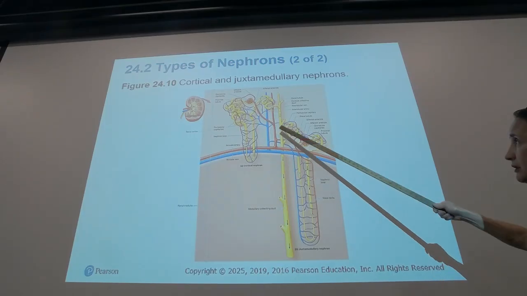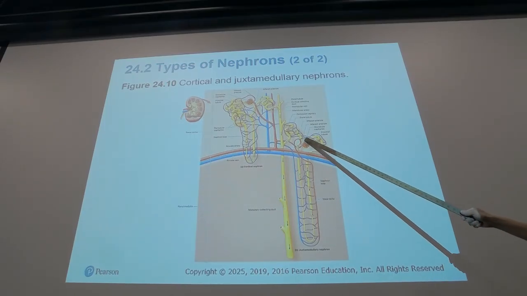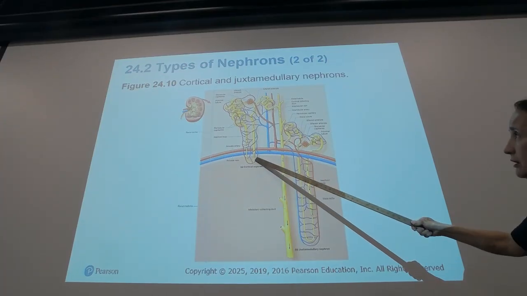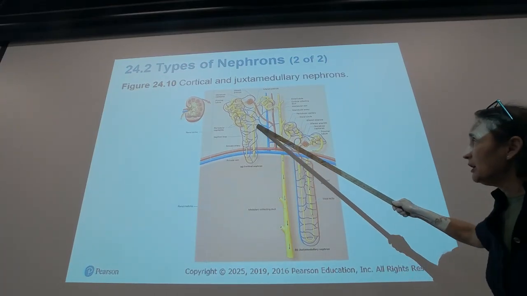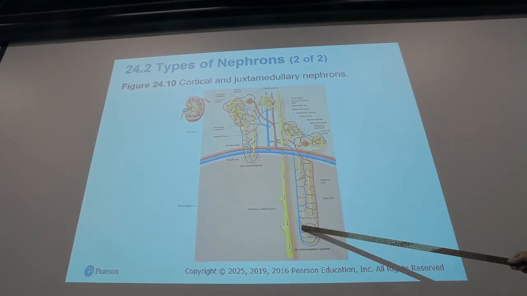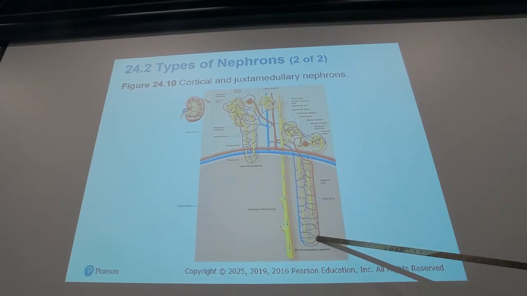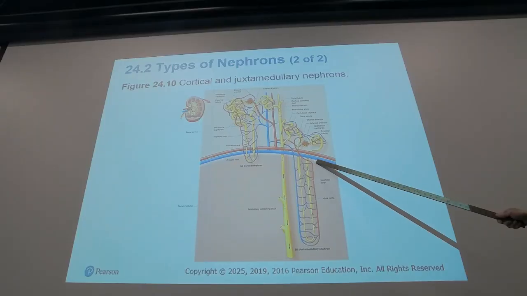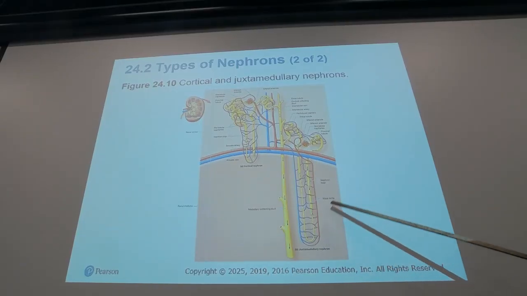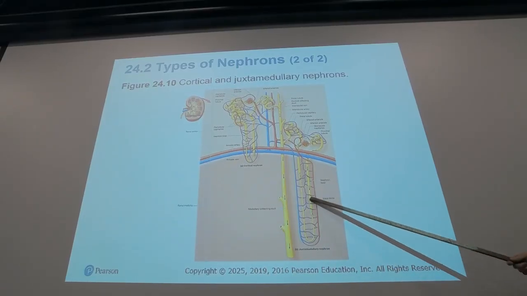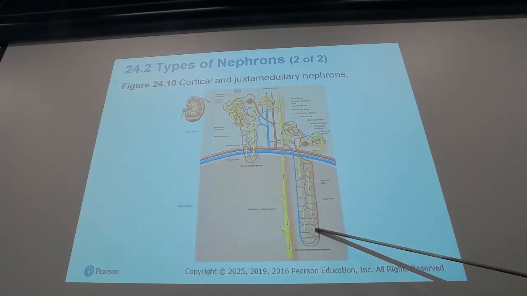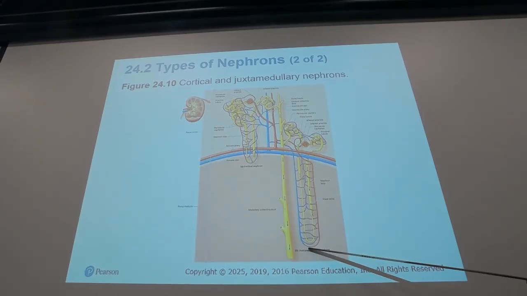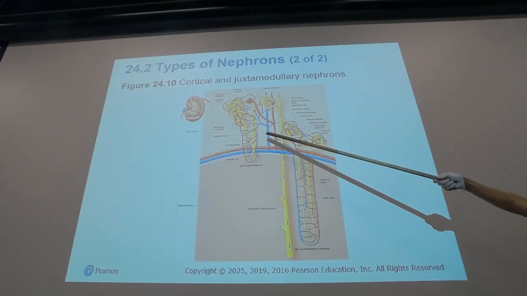Here we have a cortical nephron, and here we have a juxtamedullary nephron. Short looping here with these peritubular capillaries, long looping here with this vasa recta. And something that happens with these long nephrons, long loops, is that we have better chances to concentrate urine than with this.